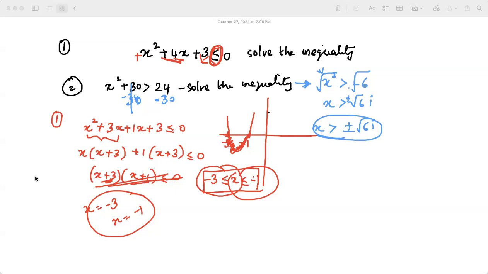How about, let's try this one. Okay, let's try this one. I want to solve another inequality. -4x squared plus 8 is equal to 24. This is an equation. So solve this equation means find the value of x.